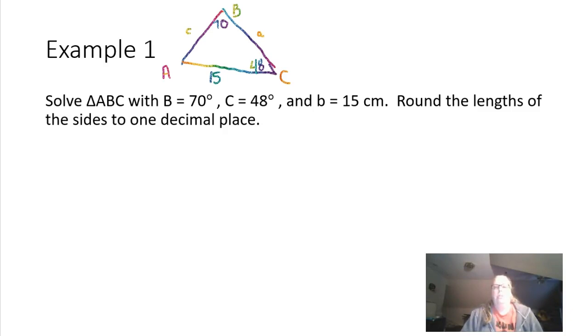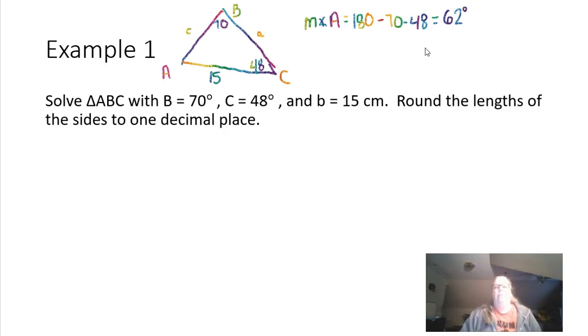Well, I think the first thing we should do is probably find angle A. That's probably going to be the easiest thing because I know that all 3 angles in a triangle have to add up to 180 degrees. So if I take 180 and subtract angle B from it and also subtract angle C from it, whatever's left over should be what I get for angle A. So let's put that in the calculator and see what we get. And I am getting 62 degrees. So now we have solved for angle A.